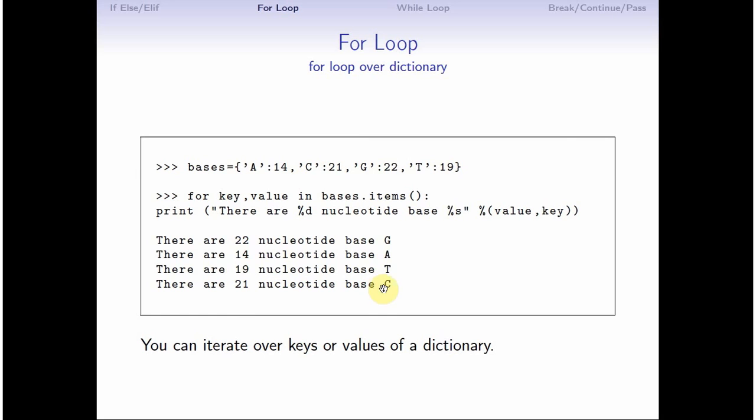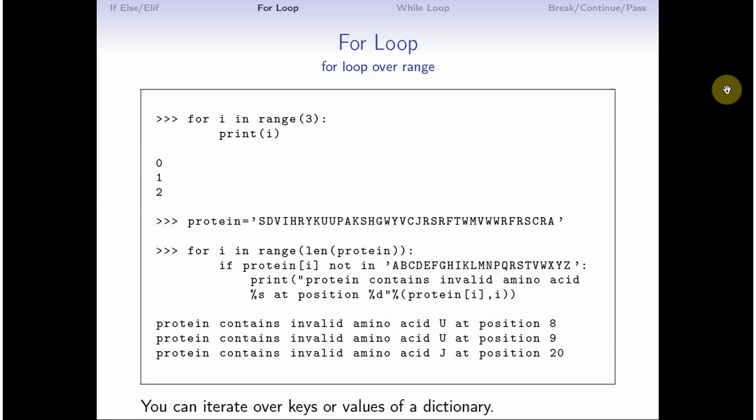For loop over dictionary: you can iterate over keys or values in the dictionary. Just change this to .keys() or .values(). You can try more examples on your own during the tutorial. Next, loop over range. For example, for i in range(3), print i. Range 3 is 0, 1, 2, so you print out 0, 1, and 2. Now let's look at a more complicated example.